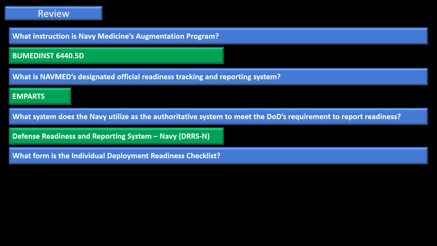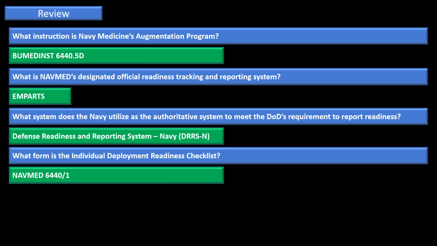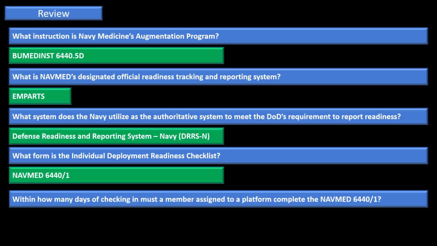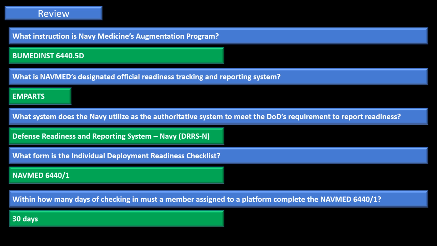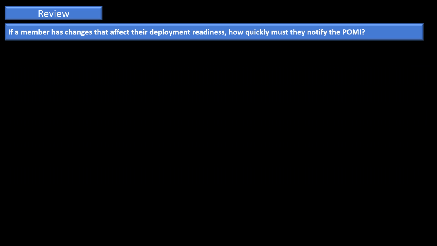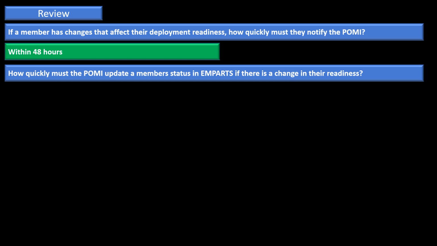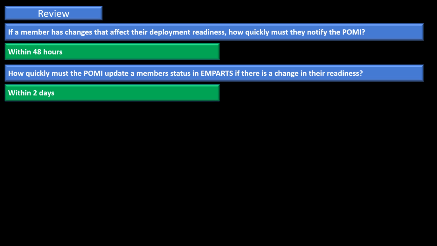What form is the Individual Deployment Readiness Checklist? That is a NAVMED Form 6440-1. Within how many days of checking in must a member assigned to a platform complete their NAVMED 6440-1? They've got 30 days to get that done. If a member has a change that affects their deployment readiness, how quickly must they notify the POMI? They got to let the POMI know within 48 hours. How quickly must a POMI update a member's status in IMPARTS if there's a change to their readiness? They've got to do that within 2 days.